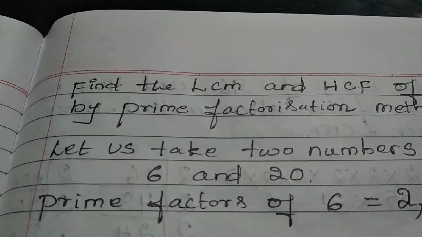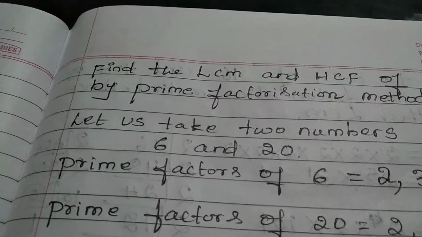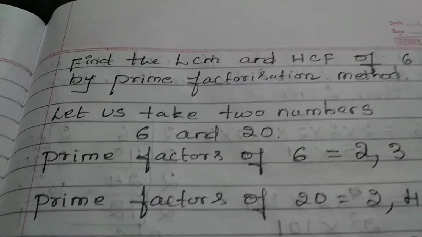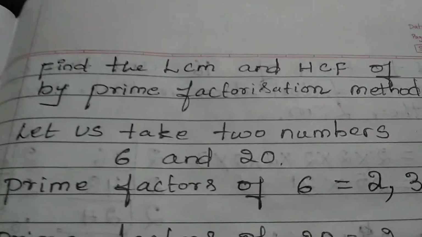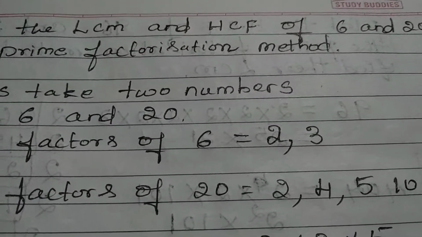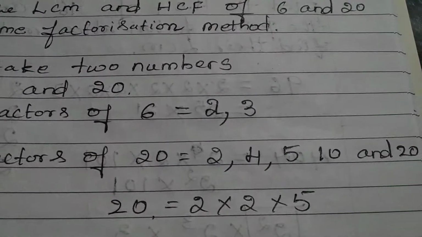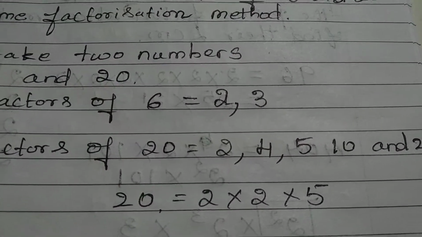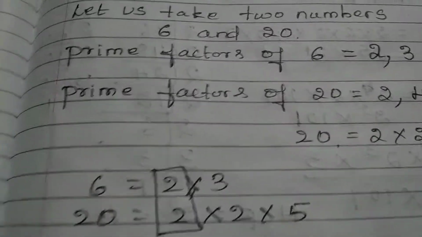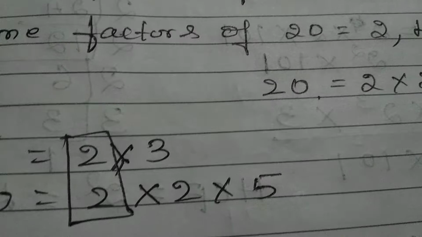Okay, so let us take two numbers. Which are the two numbers here? 6 and 20. Prime factors of 6, what are they? 2 and 3. And prime factors of 20: 2 into 2 into 5. Okay, so we'll compare these two. 2 into 3, 2 into 2 into 5.